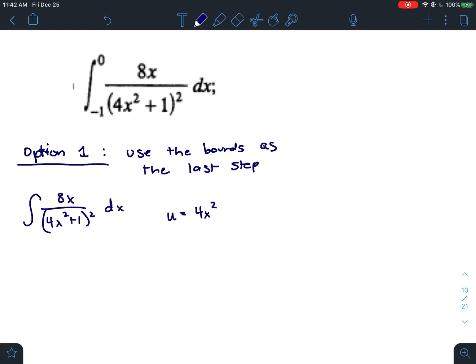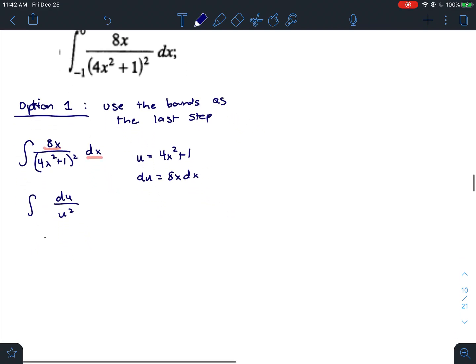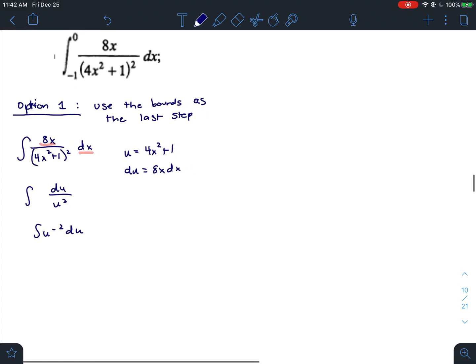So I'm going to let u be the inside function. So u would be 4x squared plus 1. So the derivative of that would be 8x dx. And notice that's the numerator, so we're good. So now I have the integral of du over u squared. And if I rewrite that, I get the integral of u to the negative 2 du.